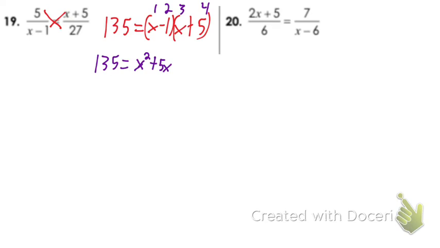Now you move over to 2 and 3, which would be negative 1 times x. So negative x. And then you would do 2 and 4, which would be negative 1 times 5. So that could be one way we think about it.